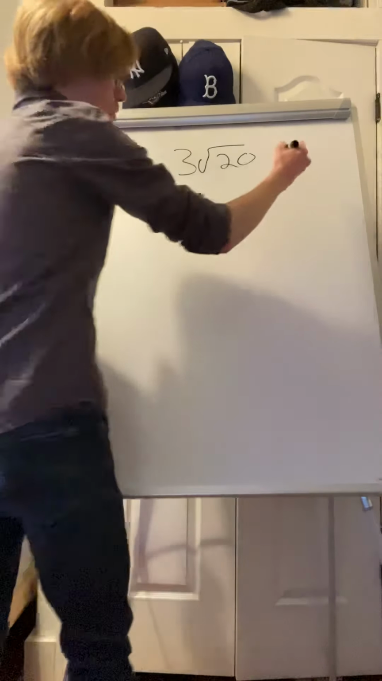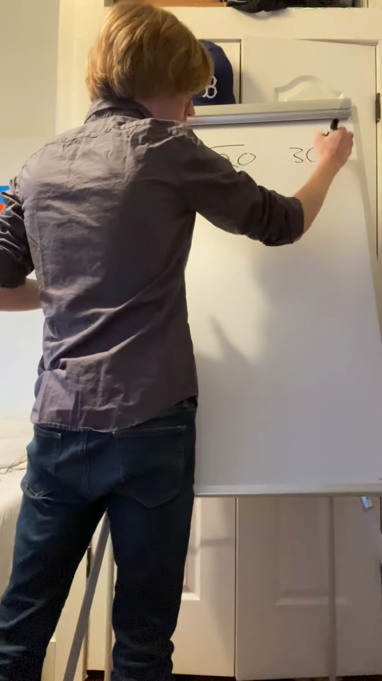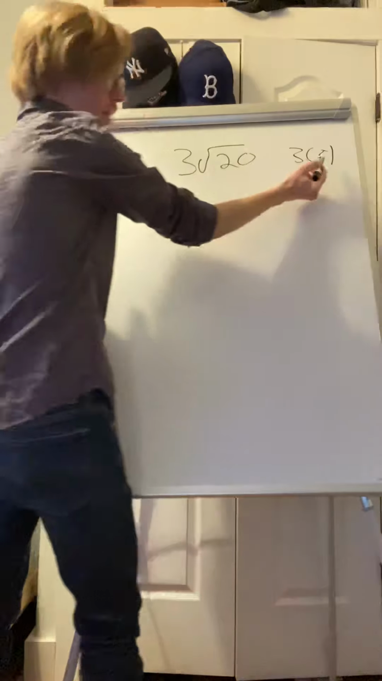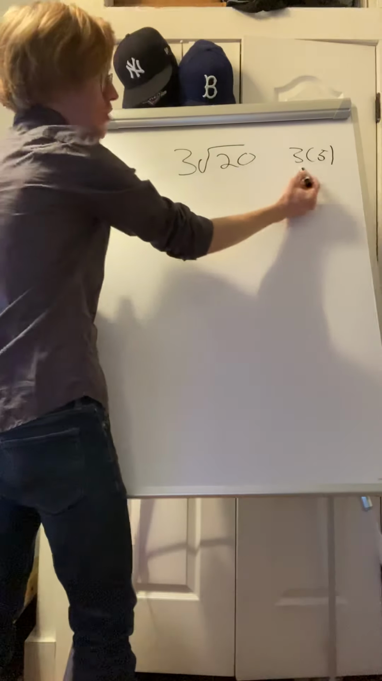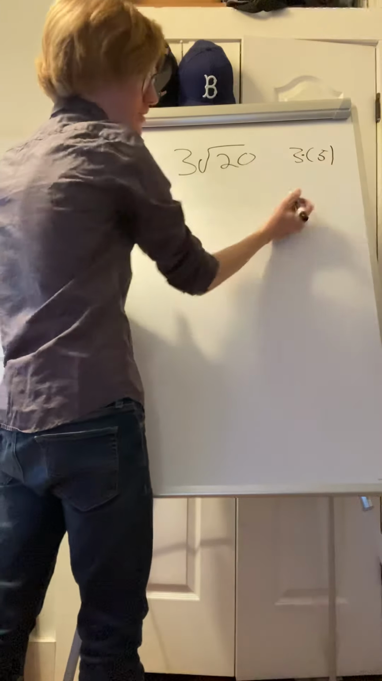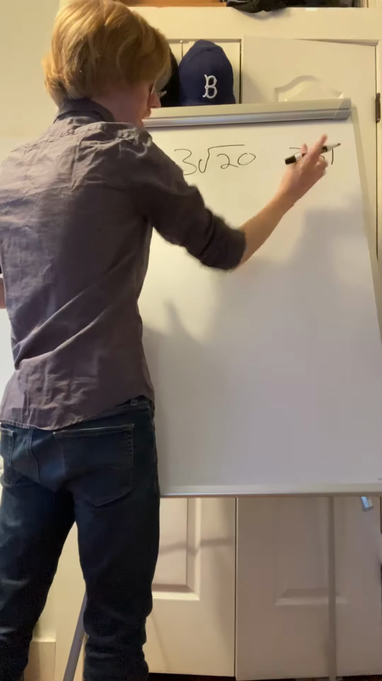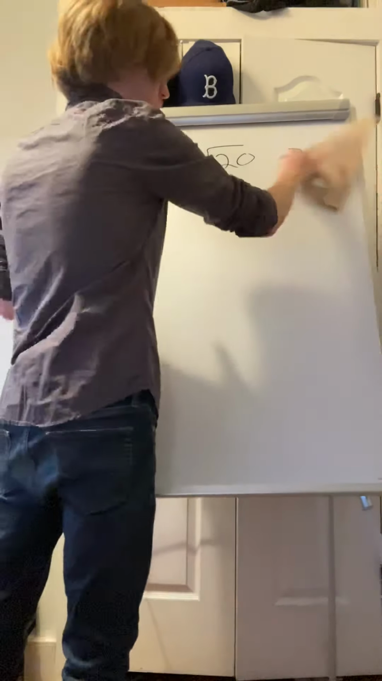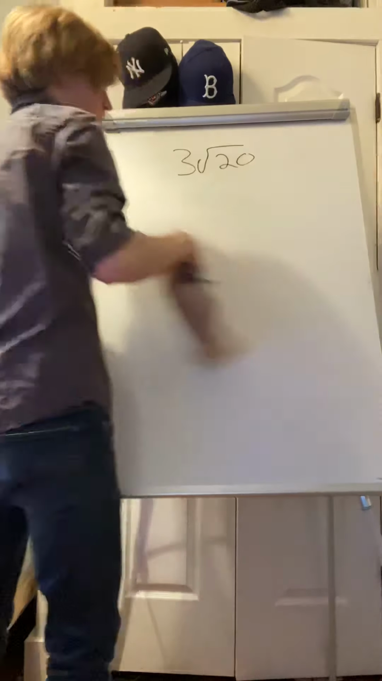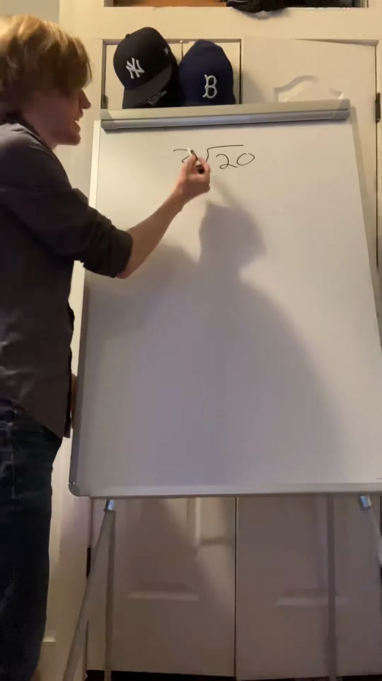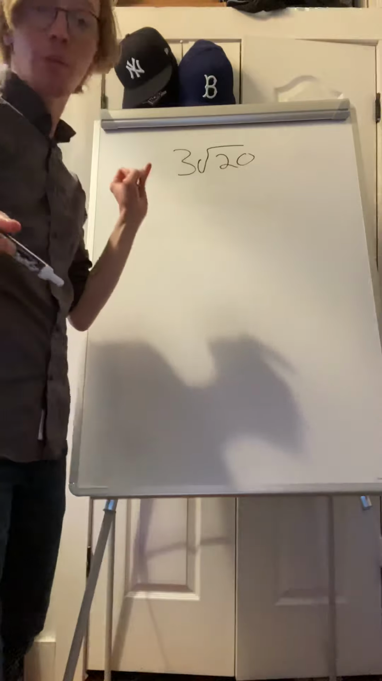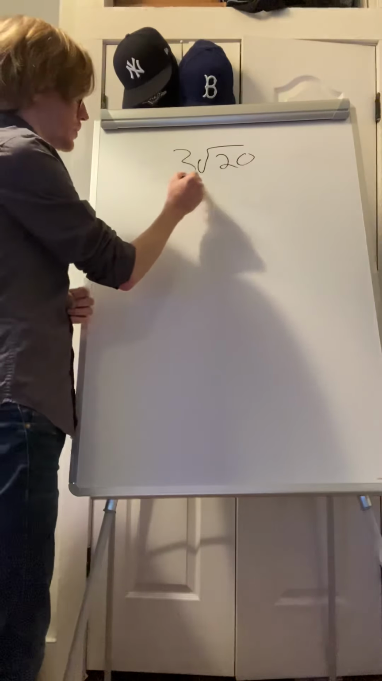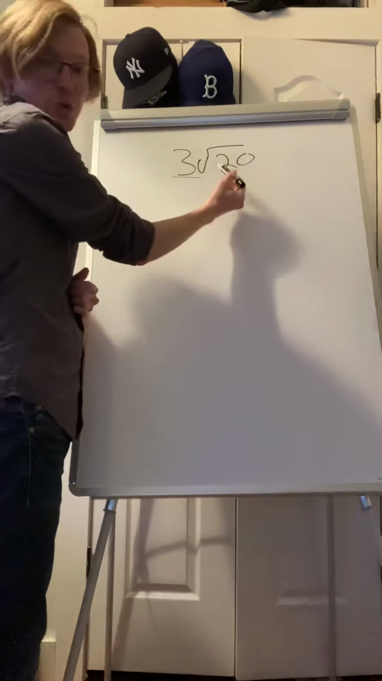Just like when you see something like 3 times 5 in parentheses, we know this is actually saying 3 times 5, even though there was no multiplication sign there, right? We remember that just from all the math that we've done over the years. So, this is saying 3 times the square root of 20. Now, momentarily, let's just ignore this 3 here for a second, and let's look at the square root of 20.